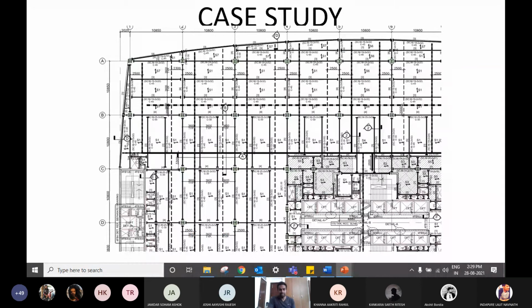Okay, this is a small case study here. The column to column distances are about 10.8 meters. We are talking about the same building that we saw in the pictures before. And you can see these are all composite columns. We have an I section inside and surrounding concrete. And there are steel beams. And you can see there are some notations which are mentioned. Okay, what does that mean?